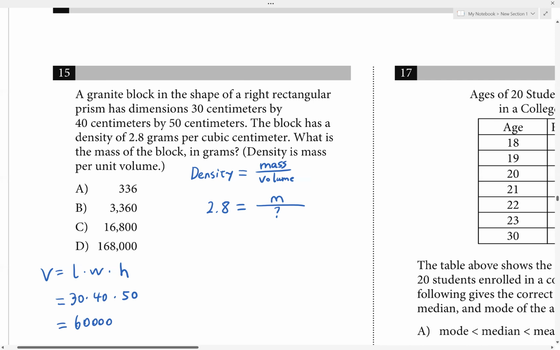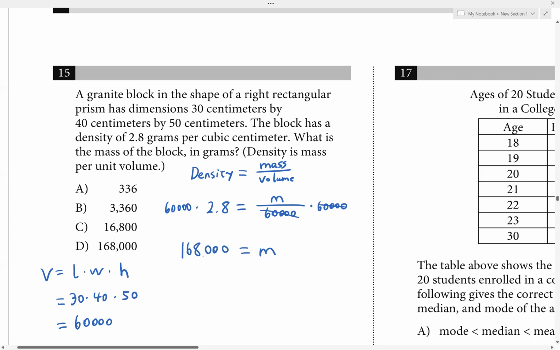Now we're going to plug in this number. We're going to say the volume is 60,000. And the units all match, right? It's in cubic centimeters, and the density is in cubic centimeters, so the unit is good. So we can just go ahead and solve for m. To solve for m, we multiply by 60,000 on both sides to cancel out the denominator.